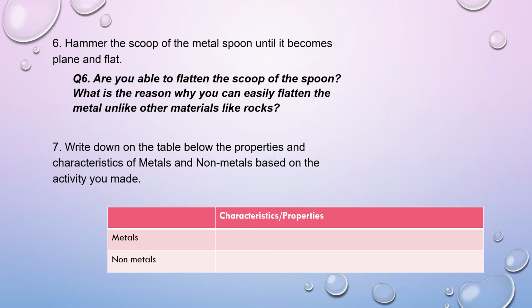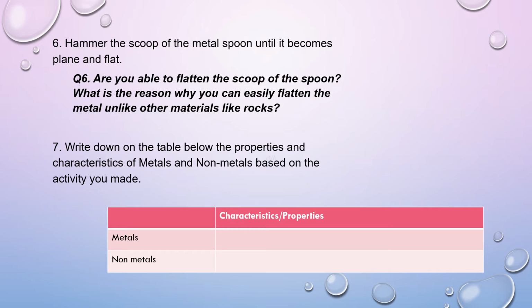Number 7, write down on the table below the properties and characteristics of metals and non-metals based on the activity you made. Okay, so dito naman sa number 7, ilagay ninyo dyan yung mga na-observe ninyo na characteristics ng metal. Okay, so yung mga ginawa natin na activity dyan, like bending the metal, hammering the metal, what else? Forming different shapes out of metals.